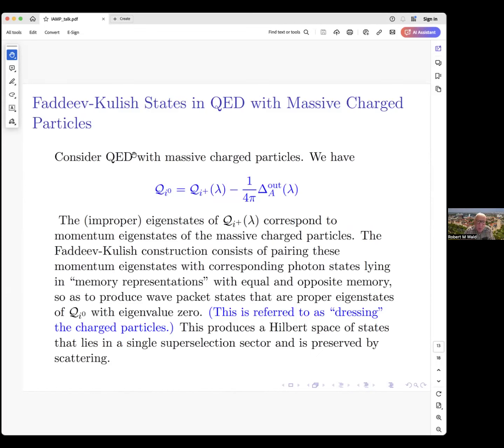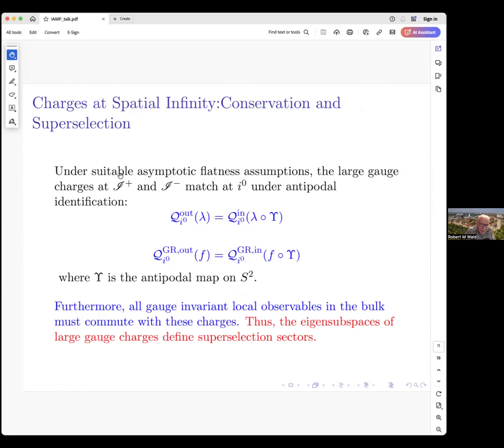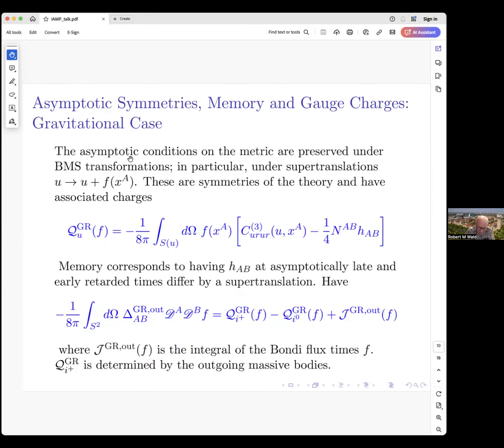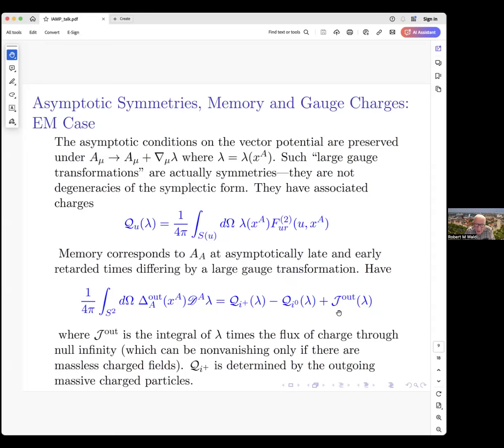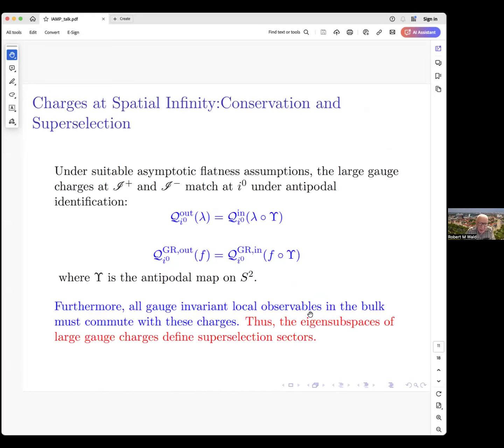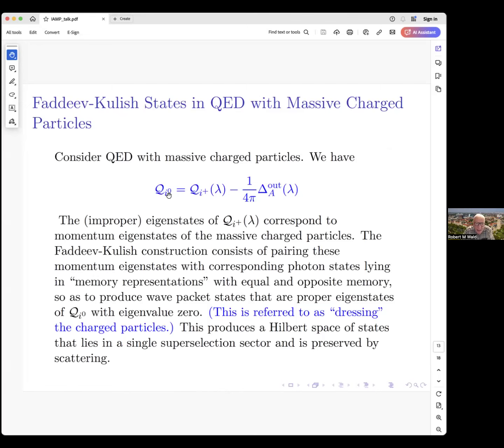In the case of quantum electrodynamics with massive charged particles, we first go back to this formula that I wrote down before. When we're dealing with massive charged particles, we don't have any charge flux through null infinity, so we just have this formula, which I've rewritten as a formula for the charge at spatial infinity, as you approach spatial infinity, in terms of the charge at timelike infinity and the memory.